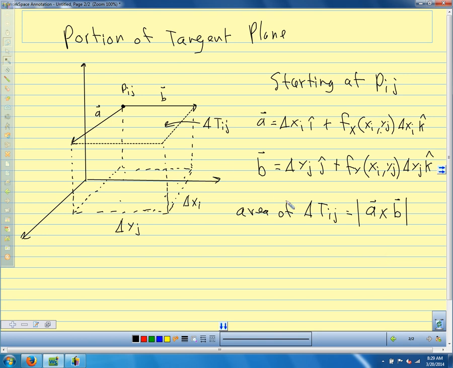And then we're going to sum these areas over our region, and we get an approximation for the area of the surface. As we take that delta x sub i and delta y sub j, the limit as that gets smaller and smaller, then we end up with a representation of the area of that surface.